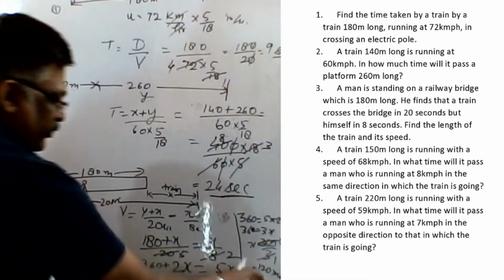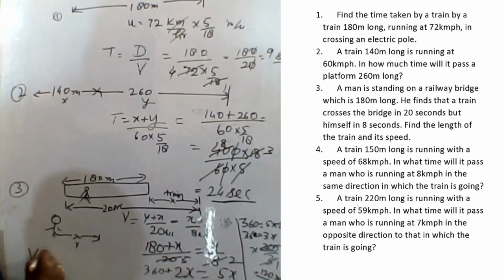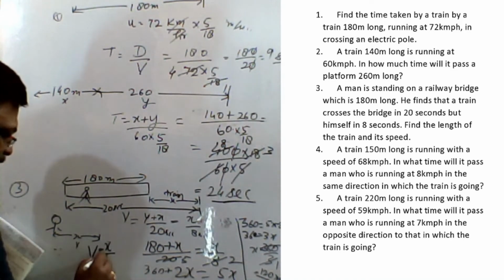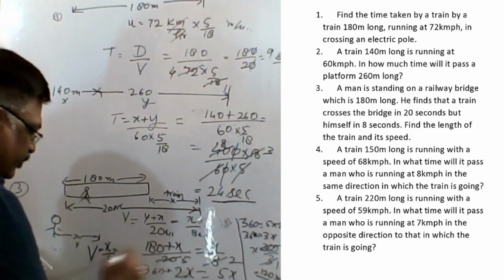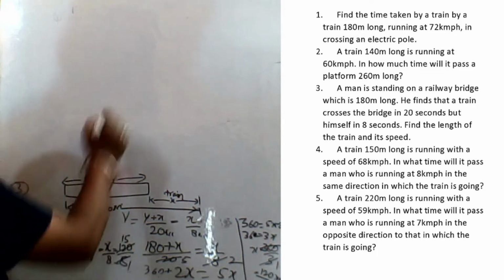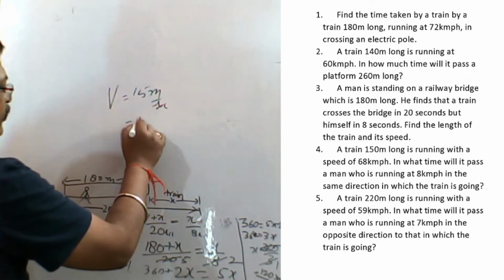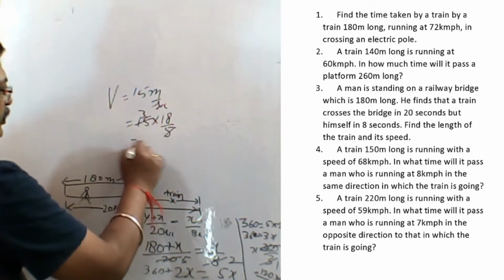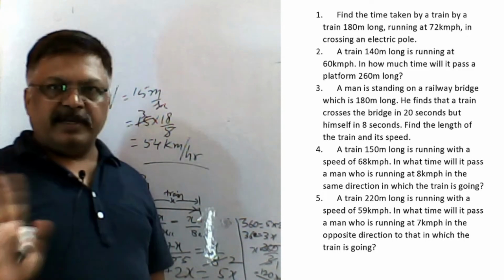So the train length you got is 120 meters. Now find the speed of the train. The speed V is equal to x by time. How much time is it taking? 8 seconds. So x we got is 120, divided by 8. So V is equal to 15 meters per second. To convert into kilometers per hour you have to do 15 into 18 by 5. I think you understood, the concept is clear.